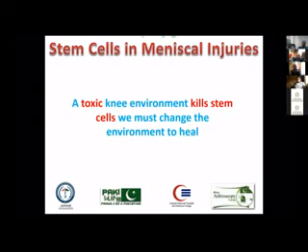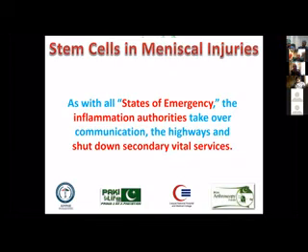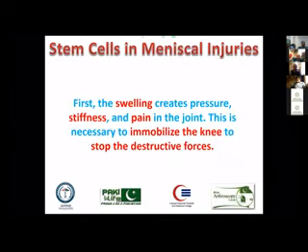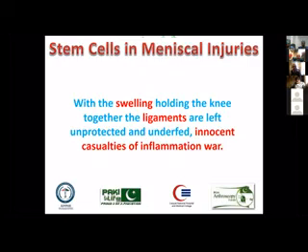Okay, so what has happened is, because of the cartilage tear, the mechanics is all gone, and there's a toxic environment that kills even the normal stem cells that are present in the body. We have to change this environment for it to heal. Okay, and there's a state of emergency declared in the knee, and the inflammation authority stops everything, shutting down secondary structures to divert themselves to vital structures and vital services. Okay, the swelling starts, which causes stiffness and pain, and immobilizes the knee to stop the destructive forces. Okay, with swelling, the ligaments are additional casualties of war, and they don't do anything. They can't move because the swelling is holding the knee together.